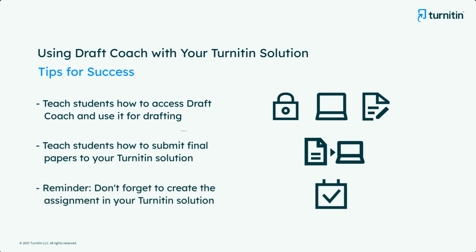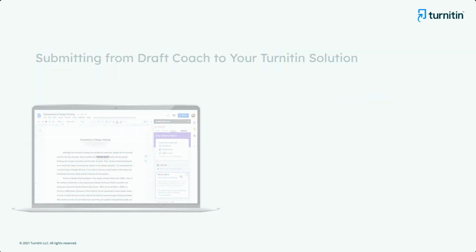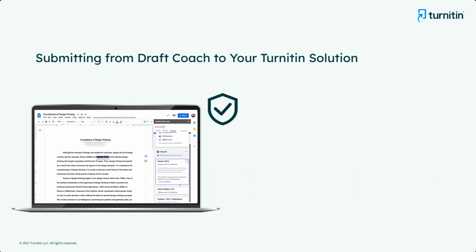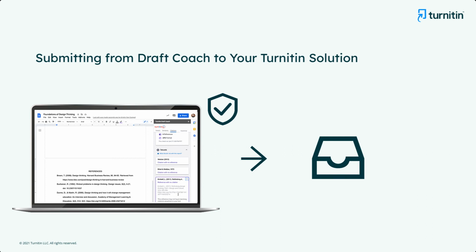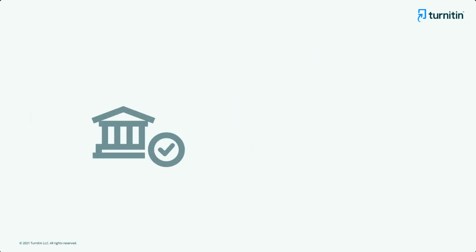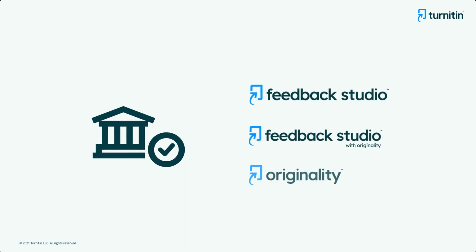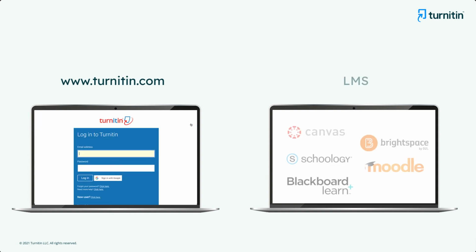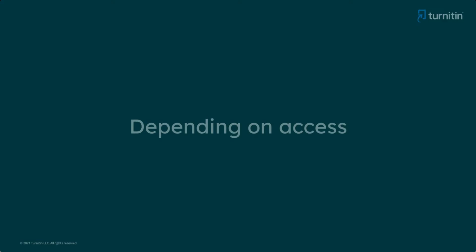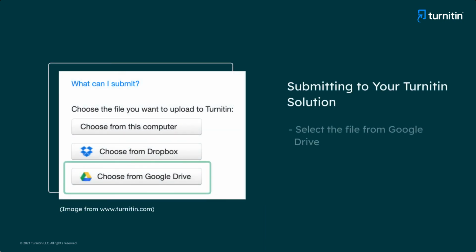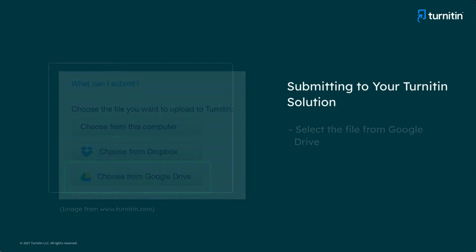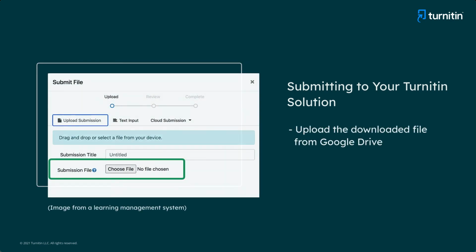Note, instructors need to create the assignment in their Turnitin solution to collect final papers. Once students are ready to submit the paper they've been writing using Draft Coach, they need to locate the assignment in their Turnitin solution for submission. Institutions may access their Turnitin solutions, such as Feedback Studio or Originality, through Turnitin.com or their learning management system. Depending on how your Turnitin solution is accessed, students will either need to select the file directly from Google Drive or upload the downloaded file from Google Drive.